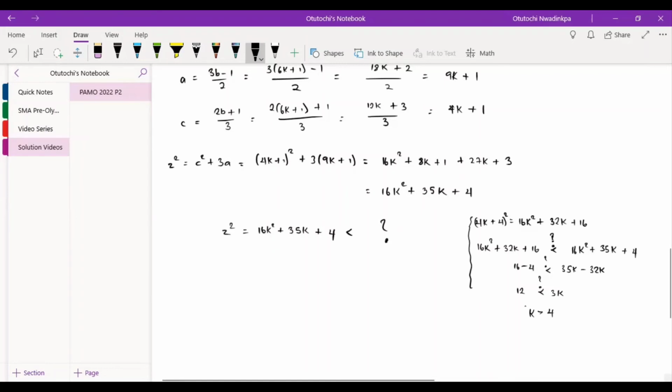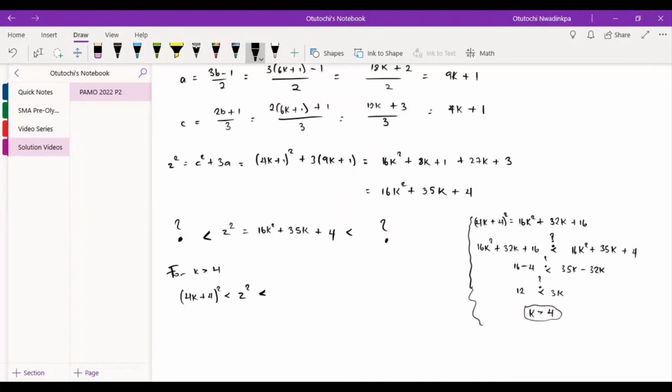So whenever k is greater than 4, we get that (4k plus 4) squared is less than z squared, right? So that's a nice thing to have. Why? Because now we can bound z in both directions as well, which is very nice. So we can put a question mark in both places. So now, for k greater than 4, we have (4k plus 4) squared less than z squared.